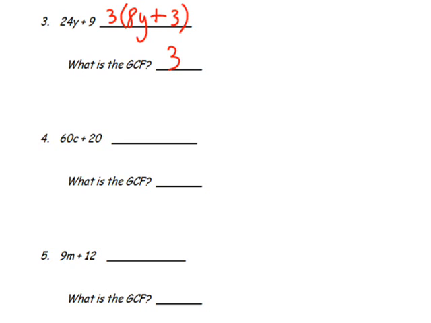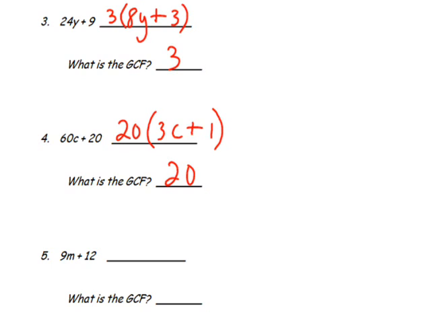The next one, I'm going to factor 60c plus 20. So the greatest common factor of 60 and 20 would be 20. So 60c divided by 20 would be 3c. And 20 divided by 20 is 1. So let's do one more.